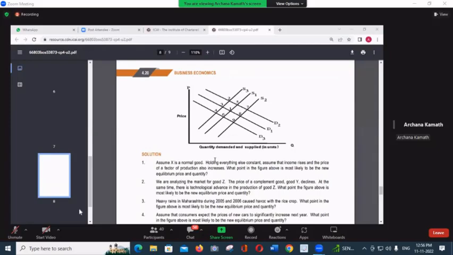There are 4 cases where both demand and supply are likely to change. The initial demand curve and supply curve are intersecting at point 1. Equilibrium point is 1. There are various reasons which cause a shifting of demand and supply. Look at question number 1. Demand for commodity X, which is a normal good, holding everything else constant, assume that income rises and price of a factor of production also rises. What could be the possible change in the equilibrium point?